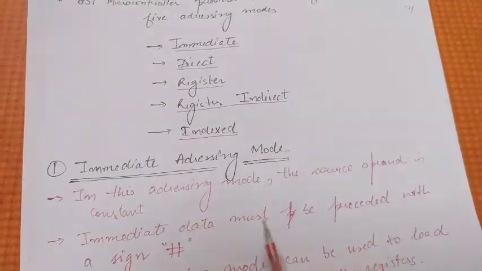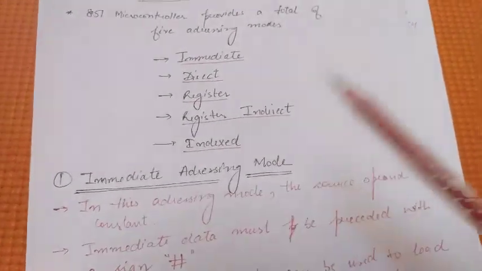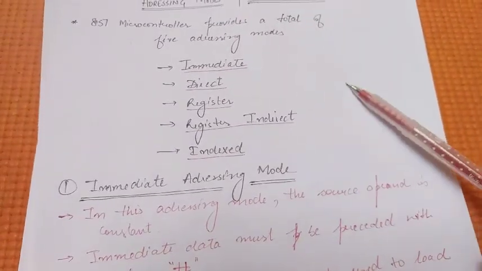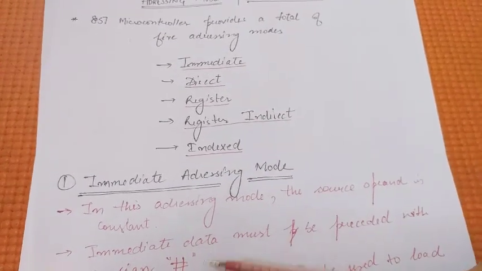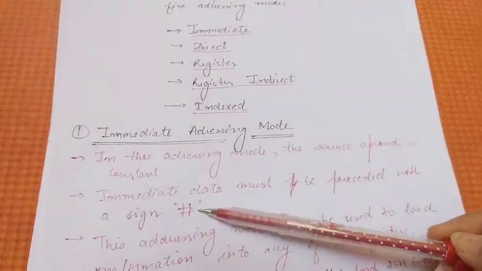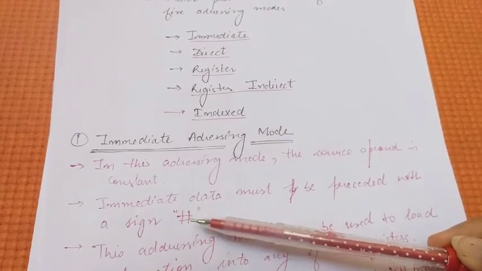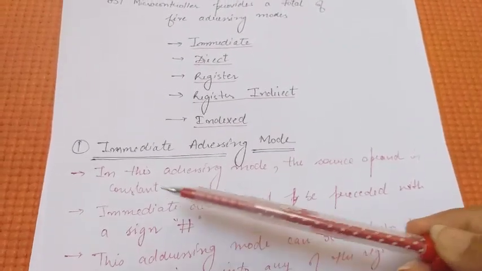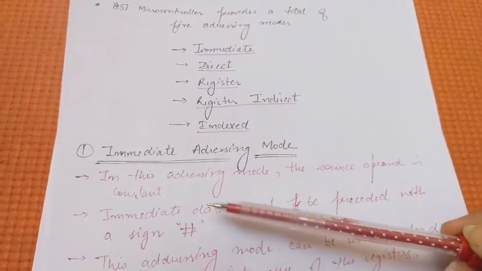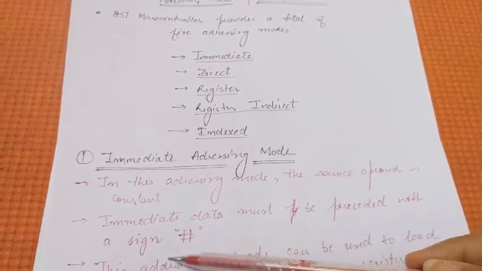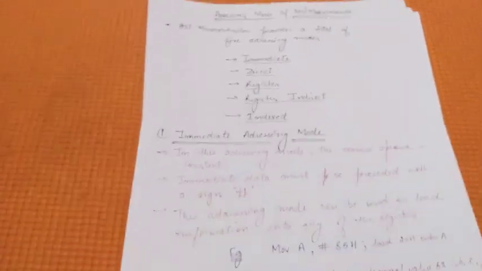In this addressing mode, the source operand is always constant. There are two types of operands, the source operand and the destination operand. In this, the source operand is always constant and the immediate data will be preceded by a sign, hash. Immediate data must be preceded with this sign always. When you see this sign, you have to predict that this is the immediate addressing mode.